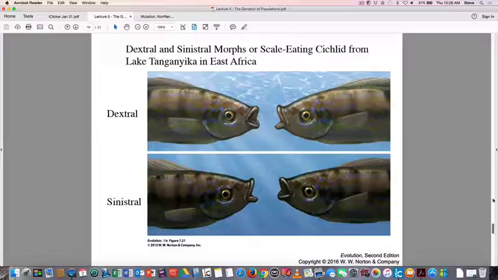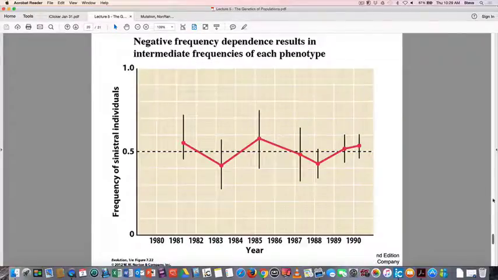It's pretty much around 50-50, and it turns out it kind of oscillates a little bit around 50-50. So let me show you, they did this study. This is a Japanese group, published it in Nature, and I don't know if anybody's done anything beyond this. This is what's called negative frequency dependent selection. This is one of the outcomes.